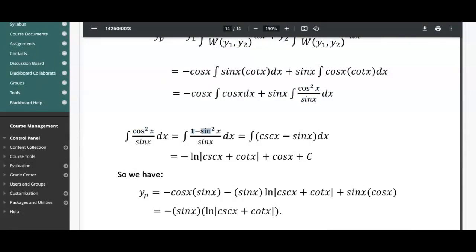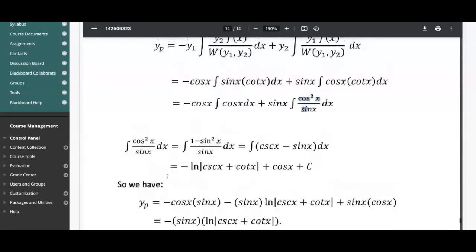Cosine square is 1 minus sine square. Then we have 1 over sine, which is a cosecant, minus sine square over sine, which is a negative sine. So we split into 2. A negative sine, just cosine, comes from cosine. And cosecant is a little bit difficult. It's ln cosecant plus cotangent with absolute value. So that's this term.